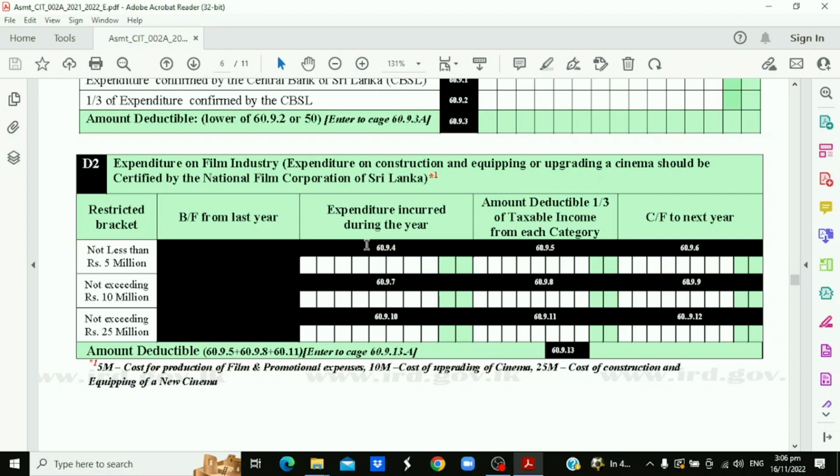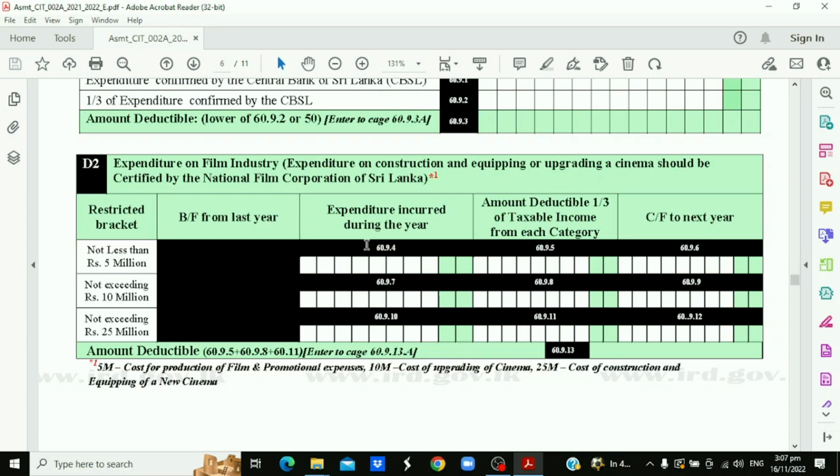transitional provisions, right? If you see this, there are three expenses considered for this qualified payment. Then cost of production of films, promotional expenses not less than 5 million. Cost of upgrading the cinema, 25 million is the limit. Cost of construction and equipping of the new cinemas, right? Likewise we can identify these three expenditures, right? There won't be any brought forward amount. Why? This is the first year, right?